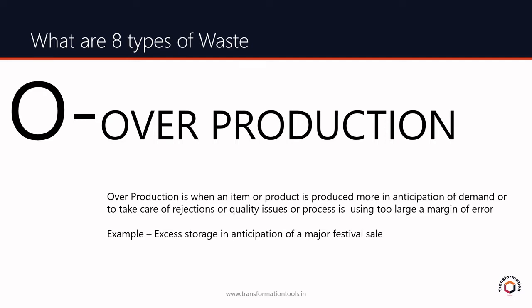Overproduction. Overproduction is when an item or product is produced more in anticipation of demand or to take care of rejections or quality issues, or the process is using too large a margin of error. For example, excess storage or warehousing space in anticipation of the major festival sale.